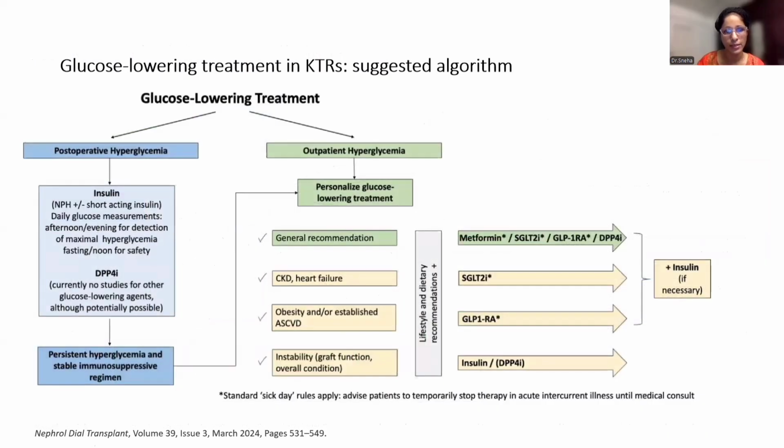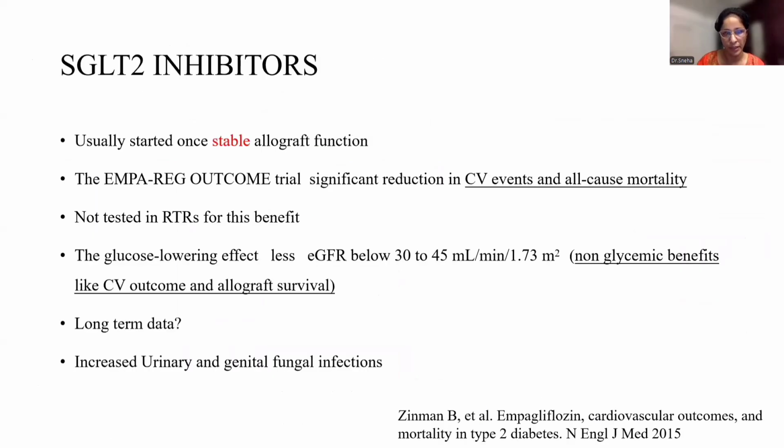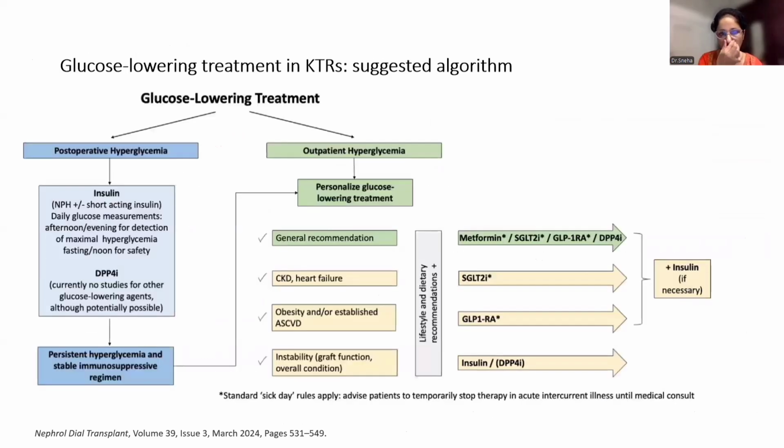This is the same slide, choosing the glucose lowering agents. Especially in patients with heart failure, we prefer an SGLT2 inhibitor because of its cardiovascular benefits. In obese patients and patients with established atherosclerotic vascular disease, we can prefer a GLP-1 receptor agonist because of its renoprotective and cardioprotective benefits. And in patients with unstable graft function, always prefer insulin or DPP-4 inhibitors.